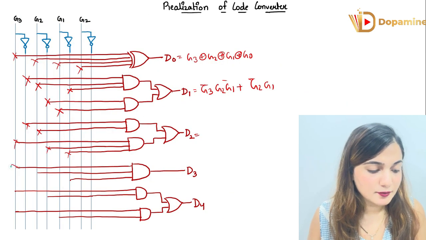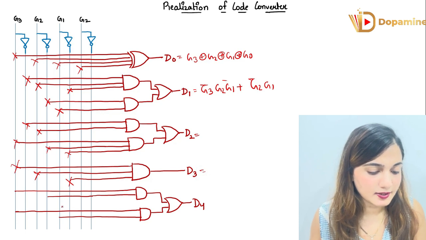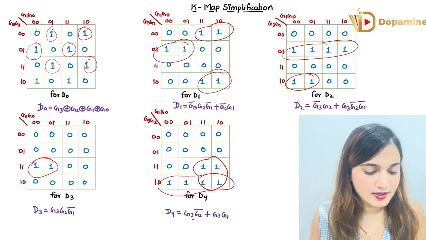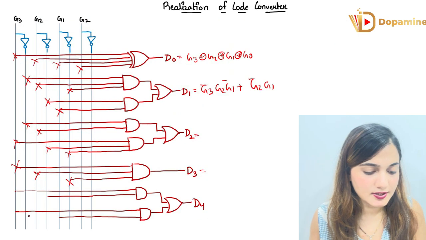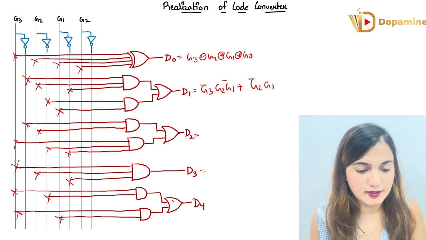For D3 you can club up G3, G2 and G1 bar. All of them are sent to the AND gate and you will get D3. For D4 you can see we have G3 G2 bar plus G3 G1. So we take G3 G2 bar and G3 G1. This is how you will get D4 also.